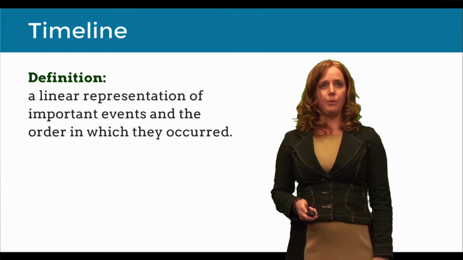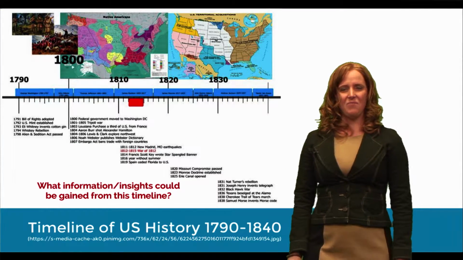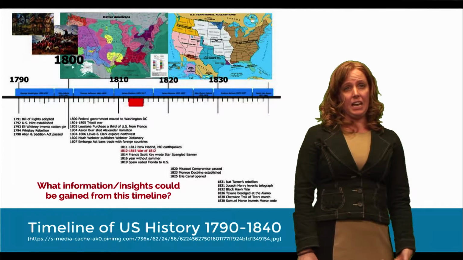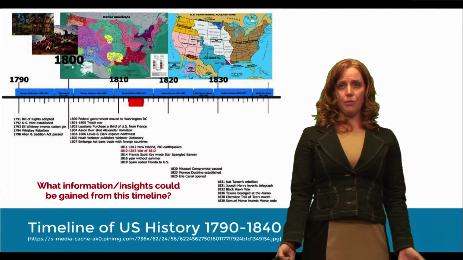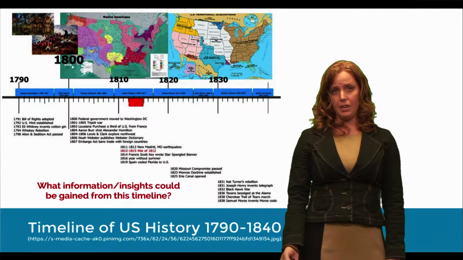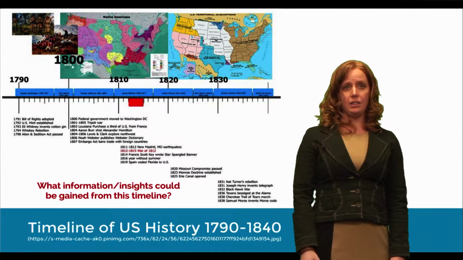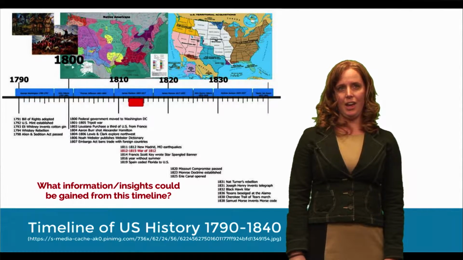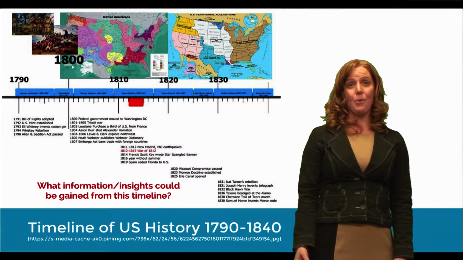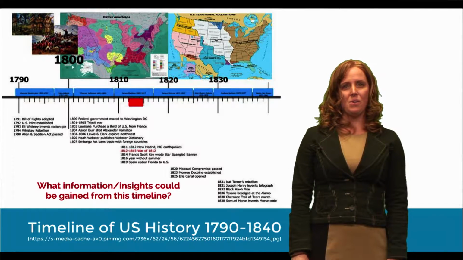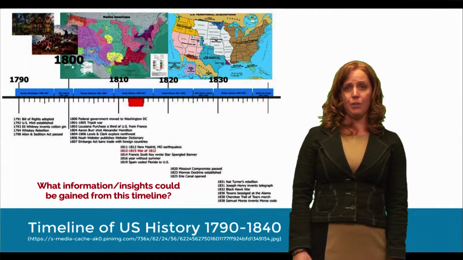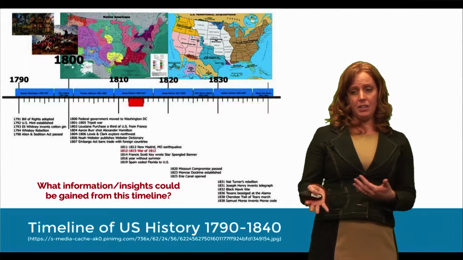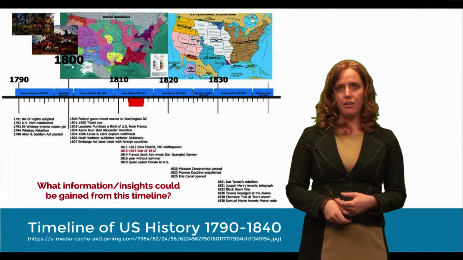And so when we look at a timeline like this one here, for United States history from 1790 to 1840, the question I would first pose is what information or insights could be gained from looking at this timeline, seeing events like the Whiskey Rebellion and the Alien and Sedition Acts, or the Louisiana Purchase, the War of 1812, right? Or looking at Nat Turner's Rebellion or the Trail of Tears. And so what insights can we gain from history during this time period?